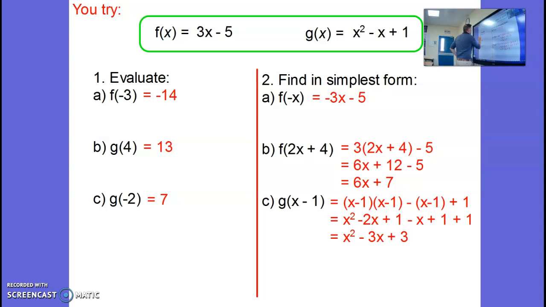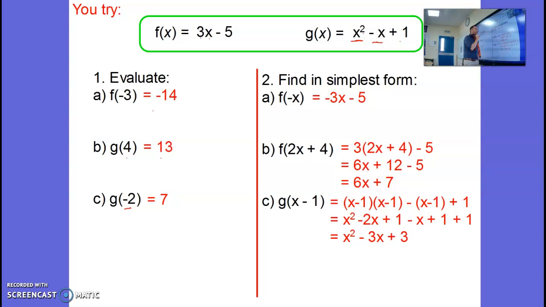So, taking the negative 3, 3 times negative 3 is negative 9. Negative 9 minus 5 is minus 14 for the first one. Substitute the 4 in there to the g. So we're going to do 4 squared is 16 minus 4 plus 1. 16 minus 4 is 12 plus 1 is 13. Then we're going to substitute negative 2 in there. Negative 2 squared is 4 minus 2 is 6 plus 1 is 7.